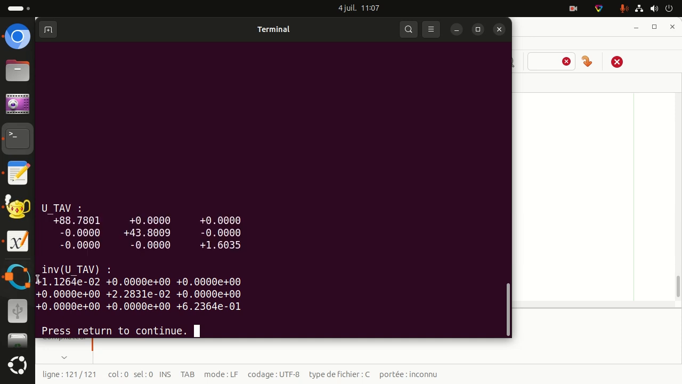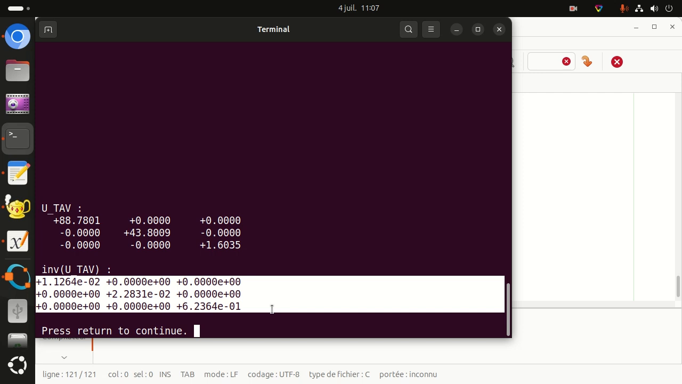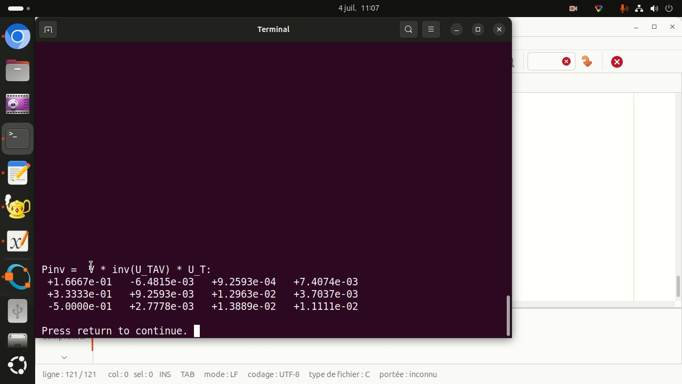You can easily invert a diagonal matrix, and now you can create the pseudo-inverse matrix for the matrix A. Here you have the diagonal matrix that you have inverted. You multiply on the left by V, and on the right by the conjugate transpose of U, and this gives the pseudo-inverse.